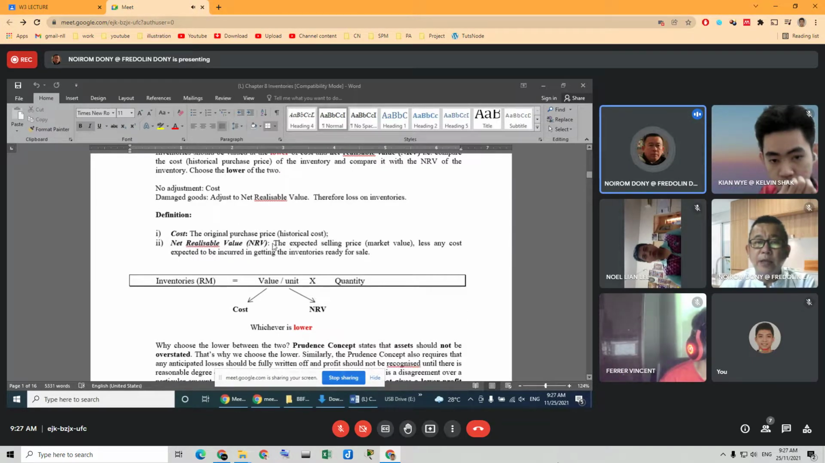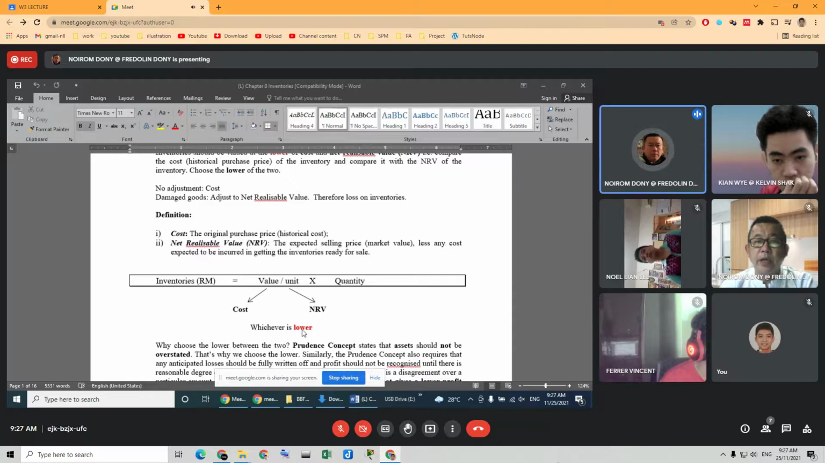Okay, net realizable value: the expected selling price, that is the market value, less any cost expected to be incurred in getting the inventory ready for sales. That is the formula. So you'll normally be given the NRV immediately, or they just give you the market price and the cost to make it sellable. So you just minus, then you get net realizable value. Then compare with the cost.